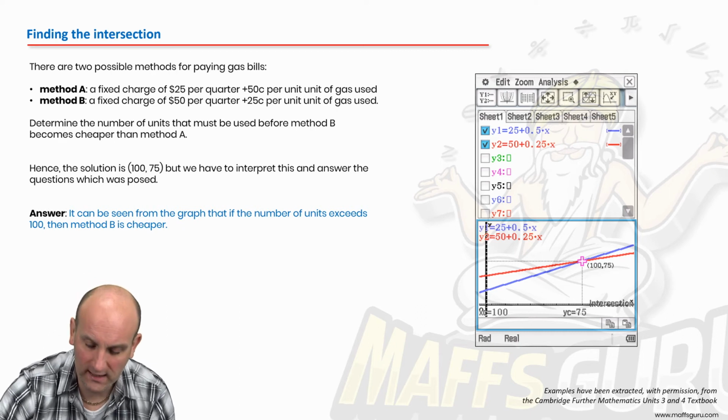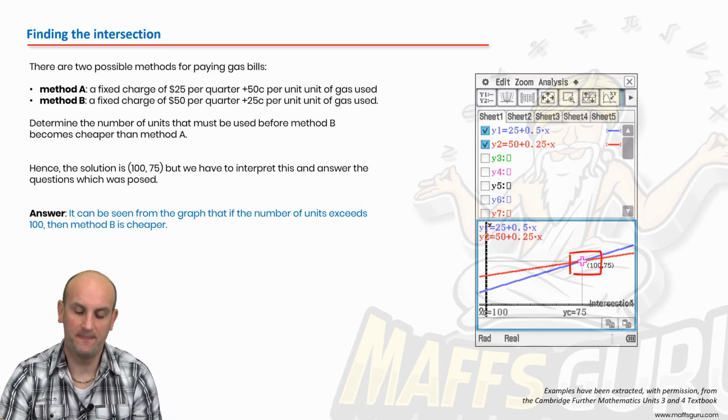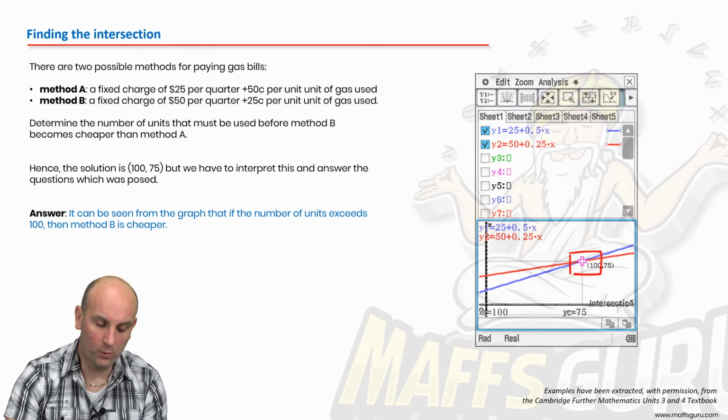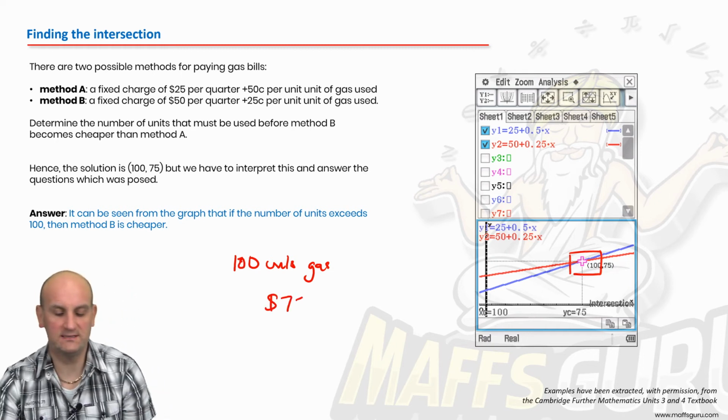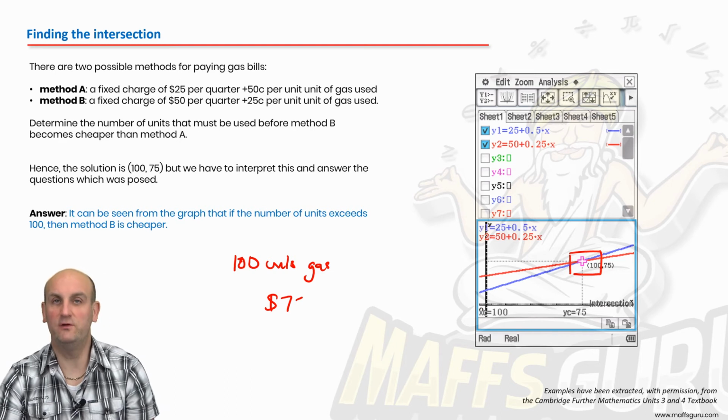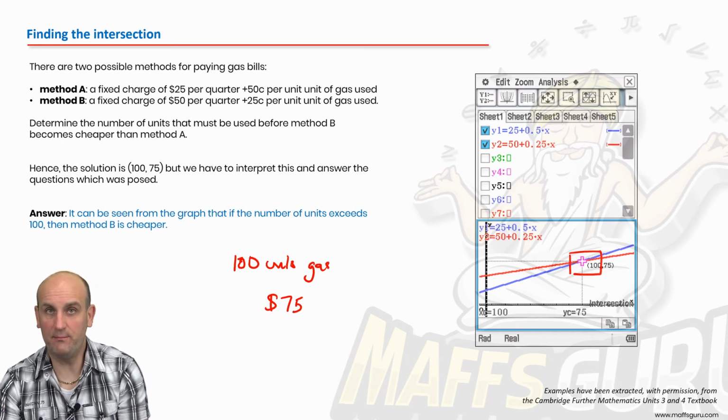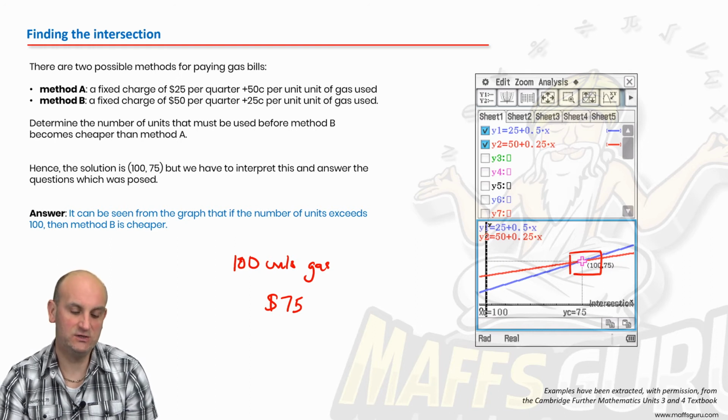If we can work out our point of intersection, then what we can see is that for 100 units of gas, it costs $75. And it's after that point, after 100 units of gas, that it will actually be cheaper to have method B than it will to have method A.